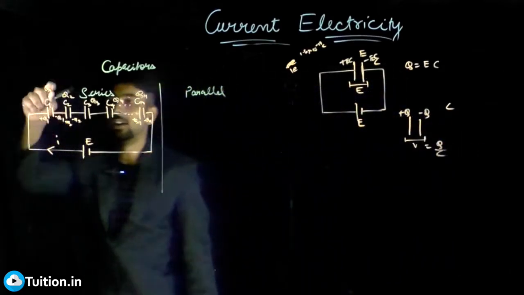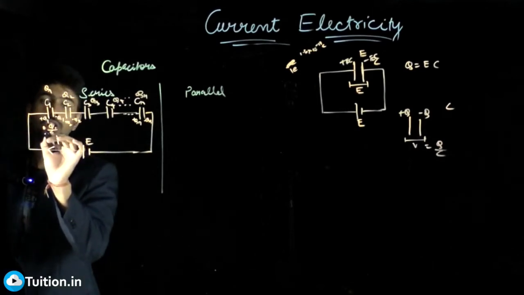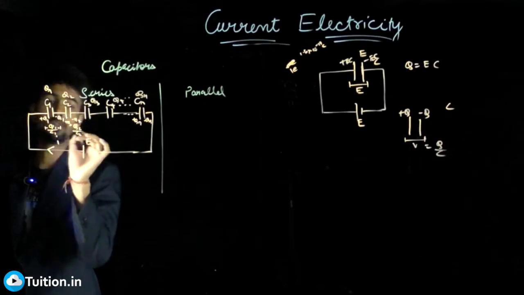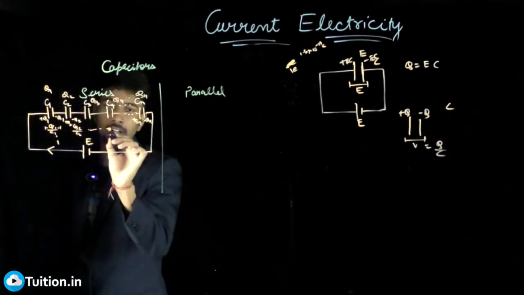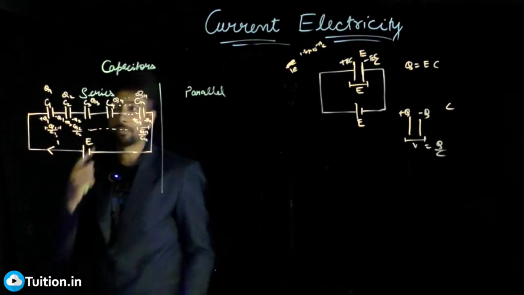So here, the potential difference across this capacitor is Q1 by C1. Across this capacitor it is Q2 by C2. Similarly, across the nth capacitor, the potential drop is Qn by Cn, right?